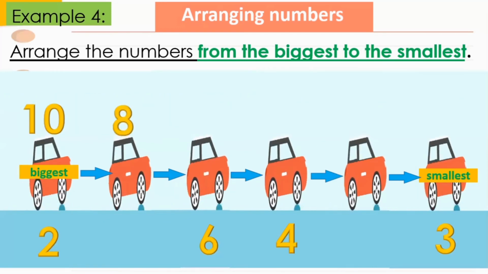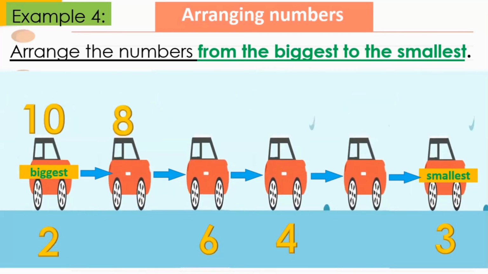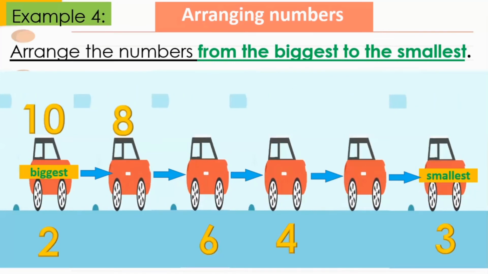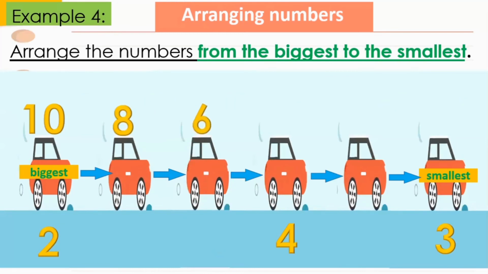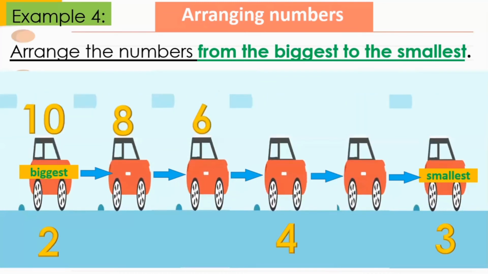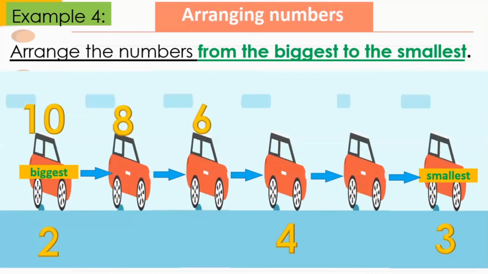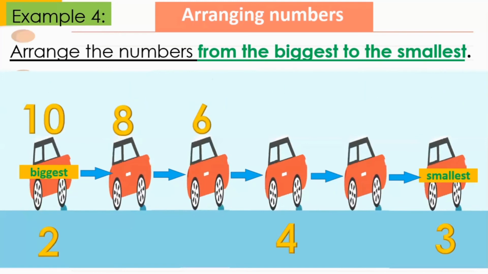Followed by, which one is the biggest among the remaining numbers? Yes, number 6. Because 6 is bigger than 2. Also 6 is bigger than 4. And also 6 is bigger than 3. So we can see we have here the three remaining numbers, 2, 4, and 3.